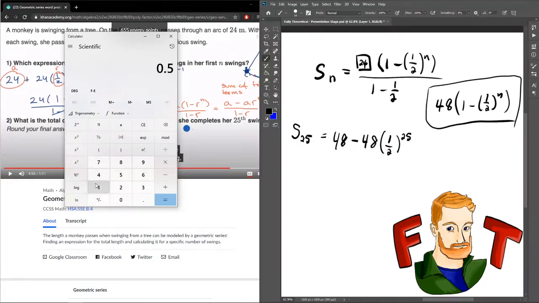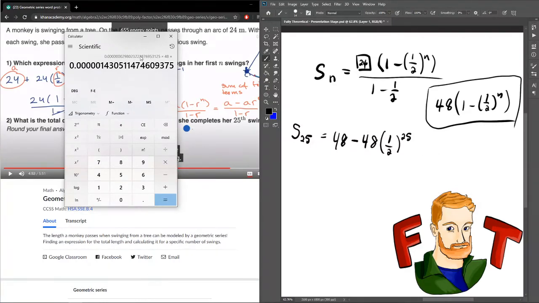0.5 to the 25th. Okay, yeah, that definitely wouldn't have been done by hand. So that multiplied by 48 is something really small. Okay. So basically it's 48 minus all of that.